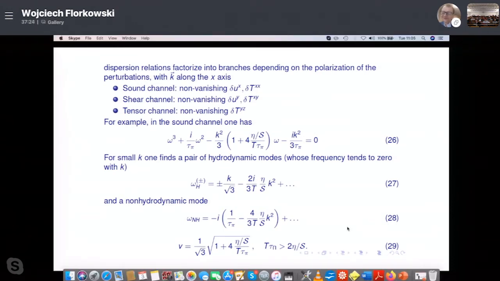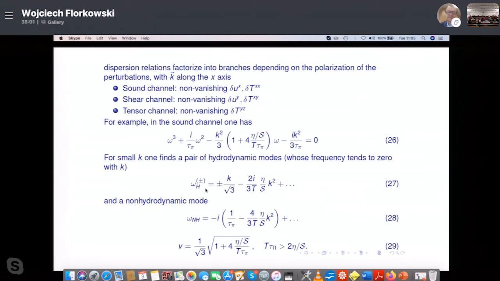Okay, I lost you, but is it okay now? So you can make the analysis of small oscillations around equilibrium in the sound channel, and then one finds the connection between the frequency omega and the wave vector k. Actually it's a cubic equation, but if you look for small k, one can solve it, and you find three roots. It is a third order equation for omega, so it's natural to find three roots.